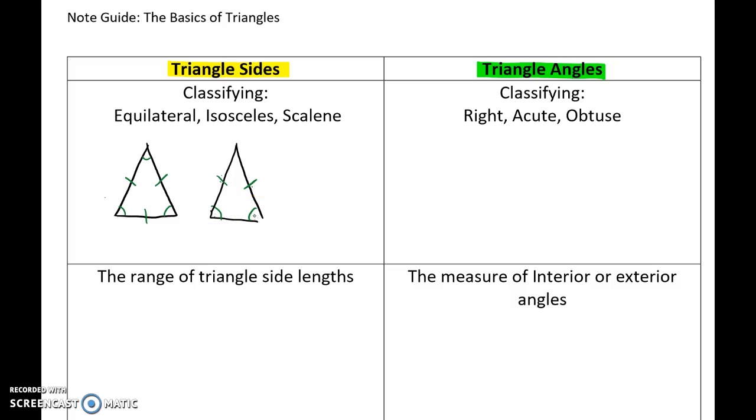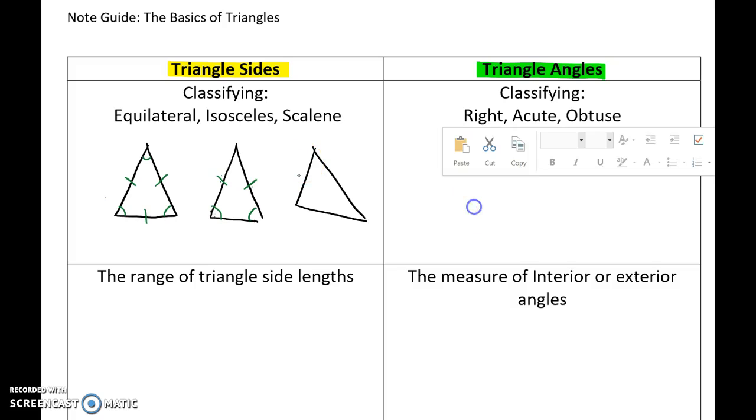And then scalene just means that nobody matches. So once again, if you had a ruler, you could find that out. Or maybe they're marked with congruency marks that don't match. So like this one has 1, this has 2, and this has 3. If they have a different number of little tick marks, it means they don't go together, therefore they don't match. So this would be your scalene, okay? So equilateral, isosceles, scalene. Now, what about the range of triangle side lengths?